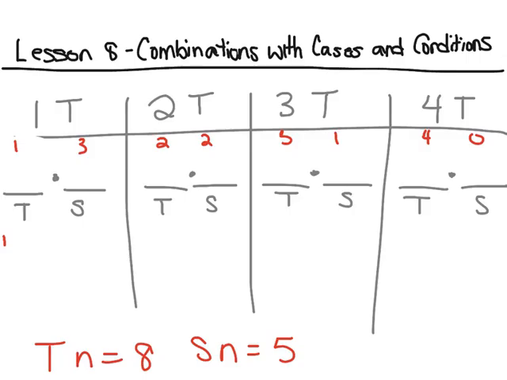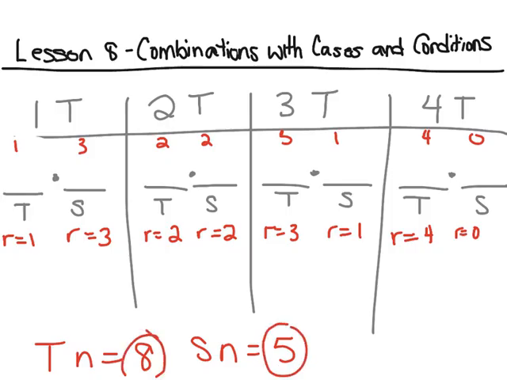For this one, our R is going to be 1. We're choosing 1 teacher. For this one, our R will be 3. For 2 teachers, our R is 2. We're choosing 2 teachers and 2 students. We're choosing 3 teachers here and 1 student here, and 4 teachers here and 0 students here. So we have all of our N's, which are the same throughout, and we have all of our R's. That's a hard one for me to say.